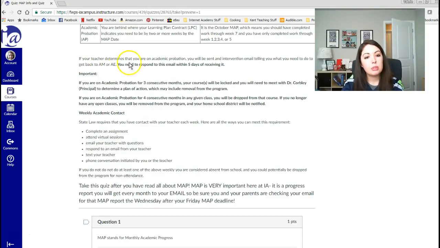If your teacher determines that you are on academic probation, you will be sent the intervention email telling you what you need to do to get back to AM or AE. And you need to respond to this email within 5 days of receiving it. Important. If you are on academic probation for 3 consecutive months, your courses will be locked, and you will need to meet with Dr. Corbley, our principal, to determine a plan of action, which may include removal from the program, meaning that you cannot be part of our school anymore.